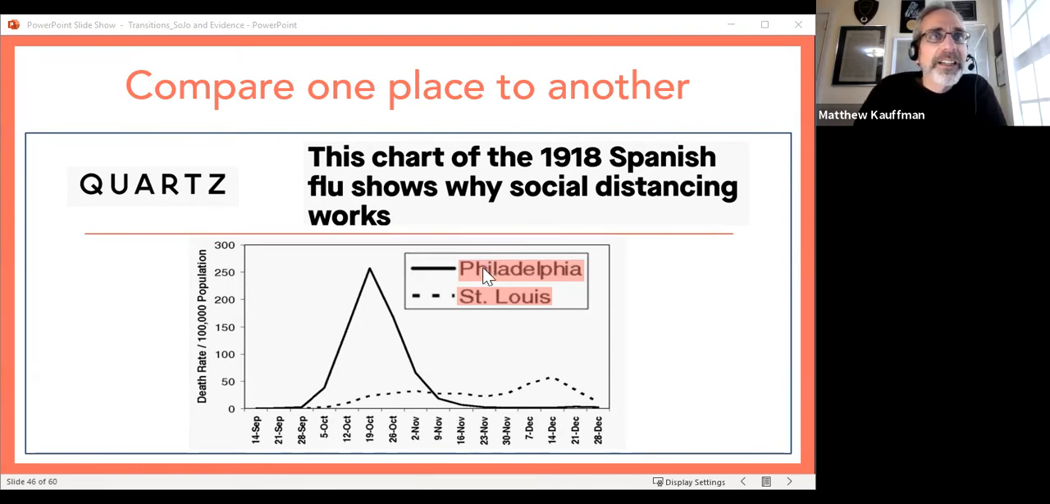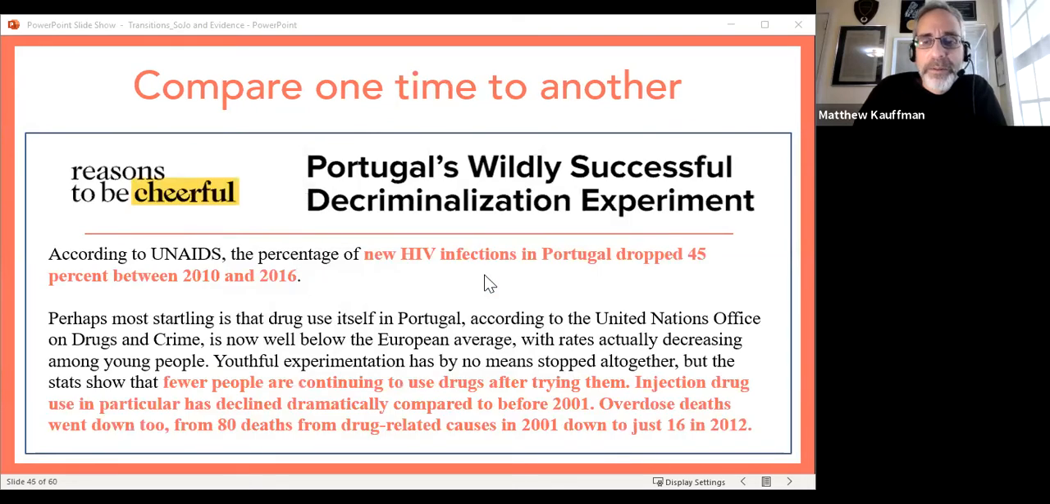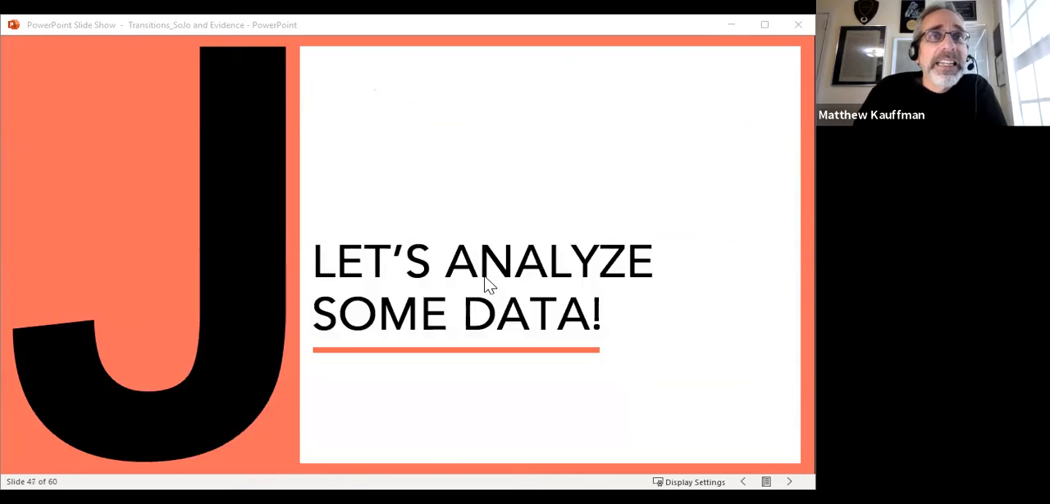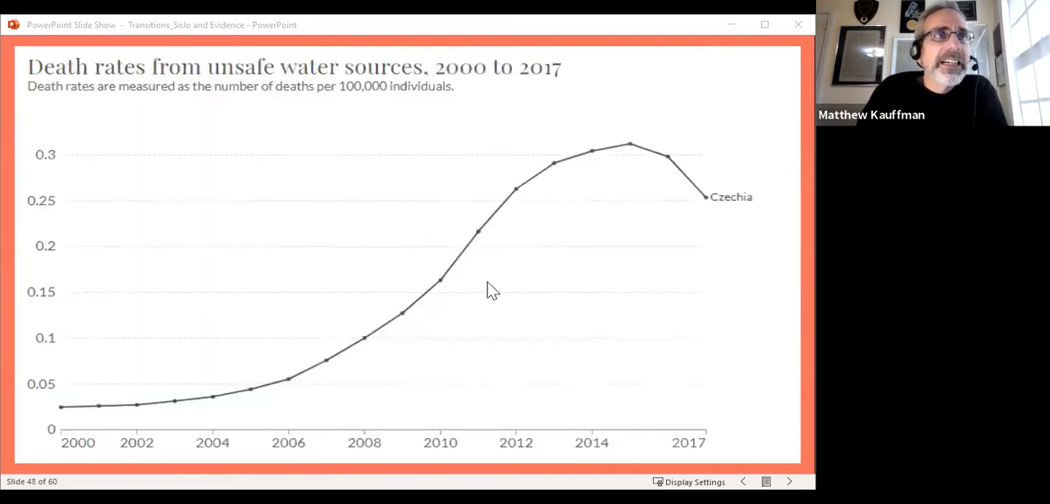So one, going back, comparing one time to another with data, and comparing one place to another. And next up is analyzing some data. In the interest of time, I'm going to speed through this because most of these actually came up when we were talking about vetting the data. So what could we do with that water source data that we had?